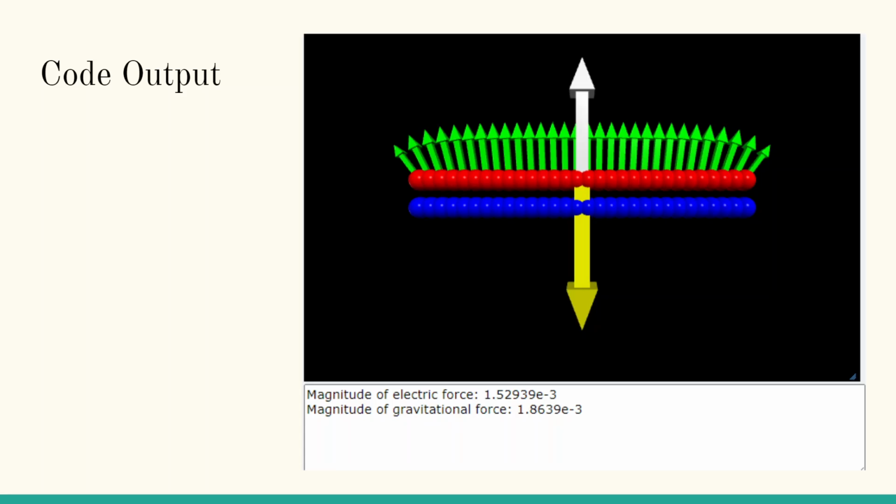And on the bottom we have the output of the magnitude of electric force that we calculated and the magnitude of the gravitational force. We can see that they're not exactly the same, and this is due to human error and estimates going wrong in our experiment.